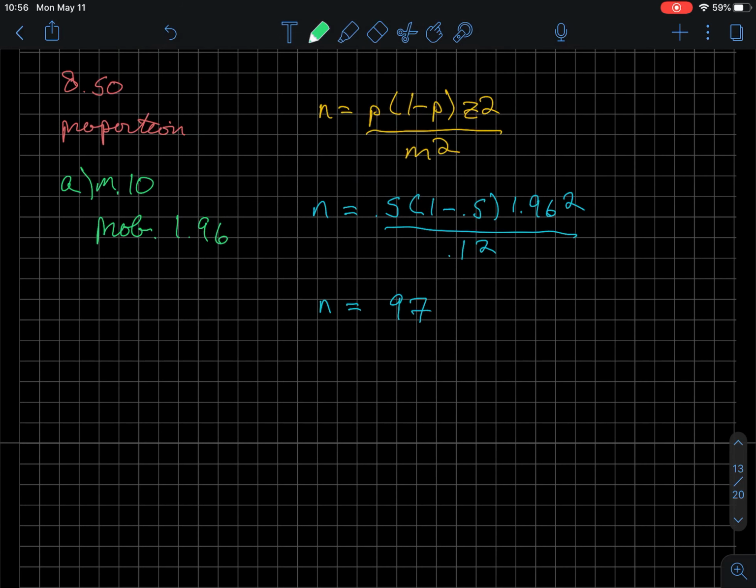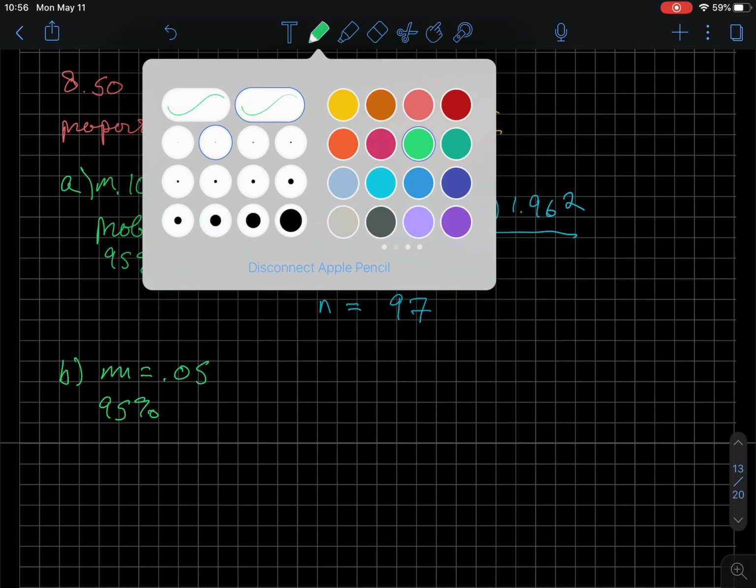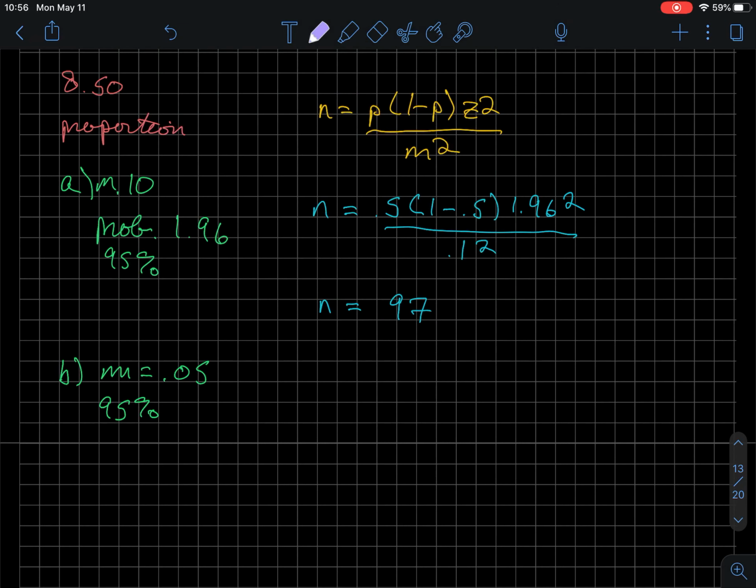So let's go to B. For B, it's asking the exact same thing, except we have M equal to 0.05, and we still want 95% probability. So again, it's the exact same formula. So the way that we would set this up is that this is going to be N equals 0.5 times 1 minus 0.5, and we're still using 1.96 squared.